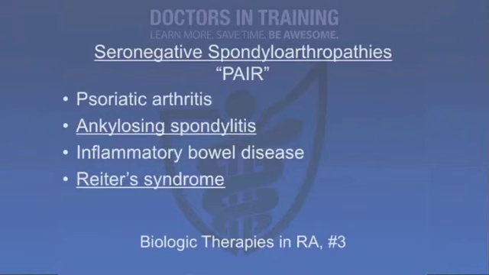There are also some seronegative spondyloarthropathies which are typically treated with anti-TNF agents also. Those are psoriatic arthritis, ankylosing spondylitis, inflammatory bowel disease, and Reiter syndrome. And the mnemonic for that is PAIR. So remember, P-A-I-R, psoriatic arthritis, ankylosing spondylitis, inflammatory bowel disease, and Reiter syndrome. All right, so we'll get started and we'll talk about the first one.